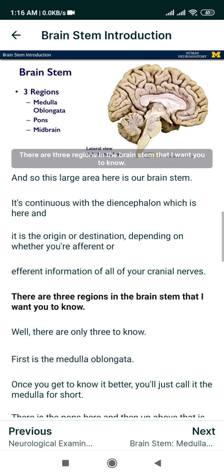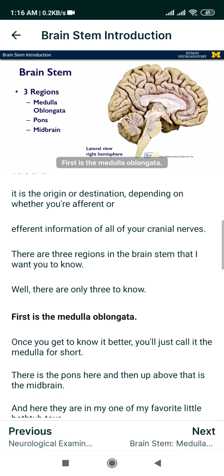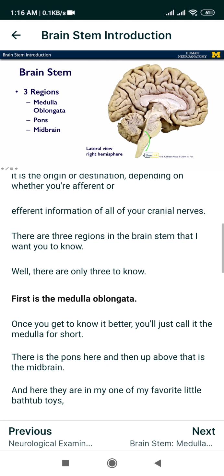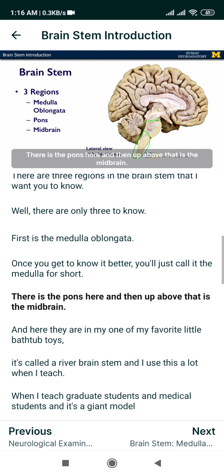There are 3 regions in the brainstem that I want you to know. Well, there's only 3 to know. First is the medulla oblongata. Once you get to know it better, you'll just call it the medulla for short. There is the pons here. And then up above that is the midbrain.